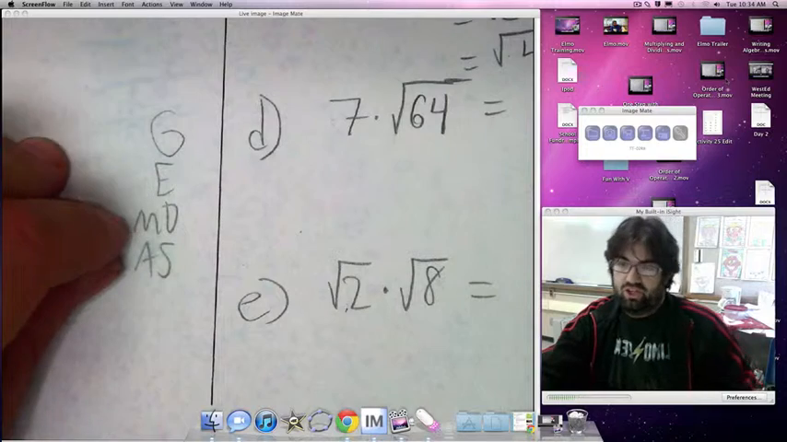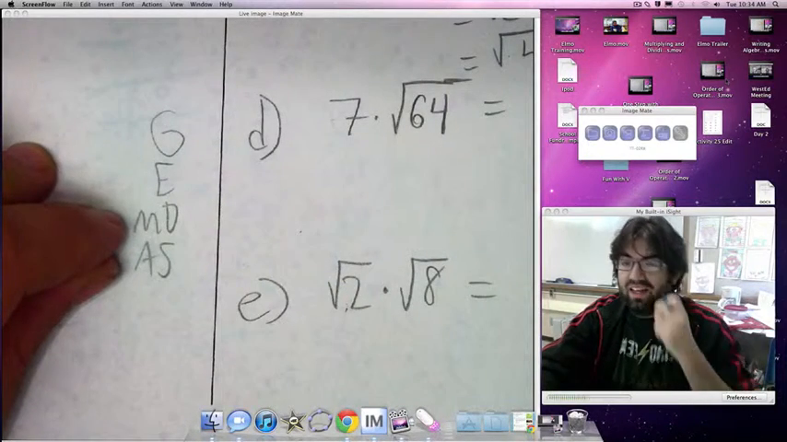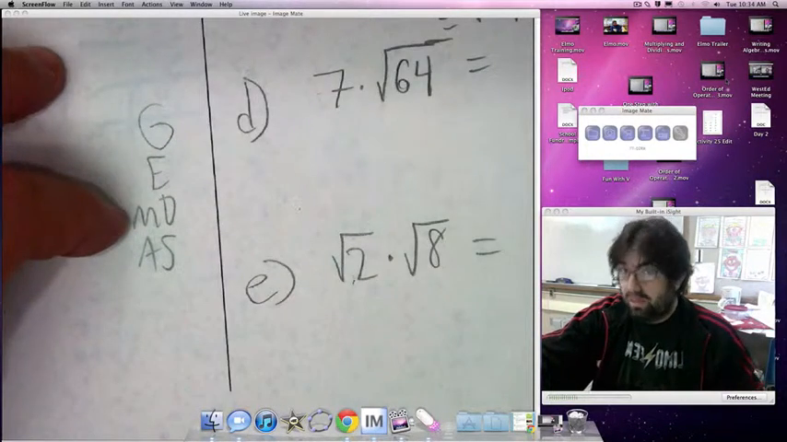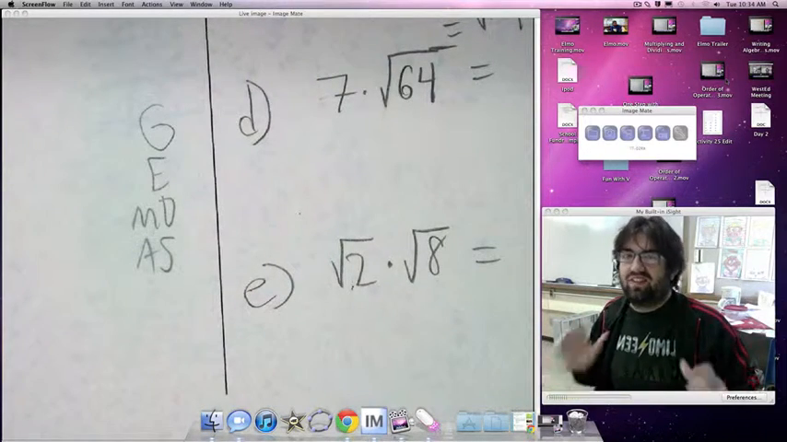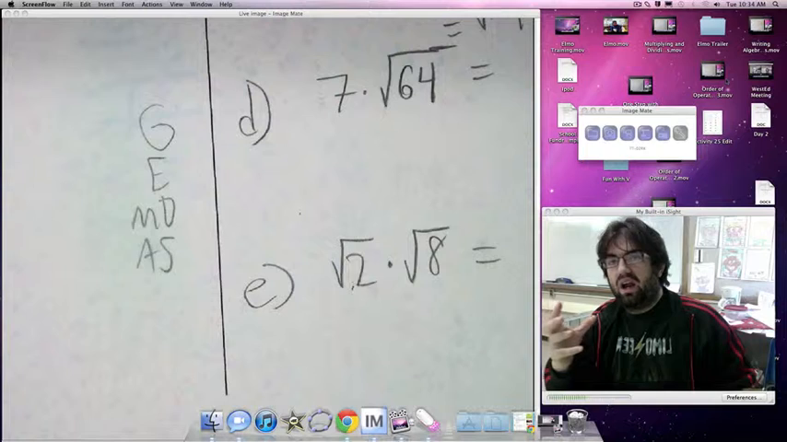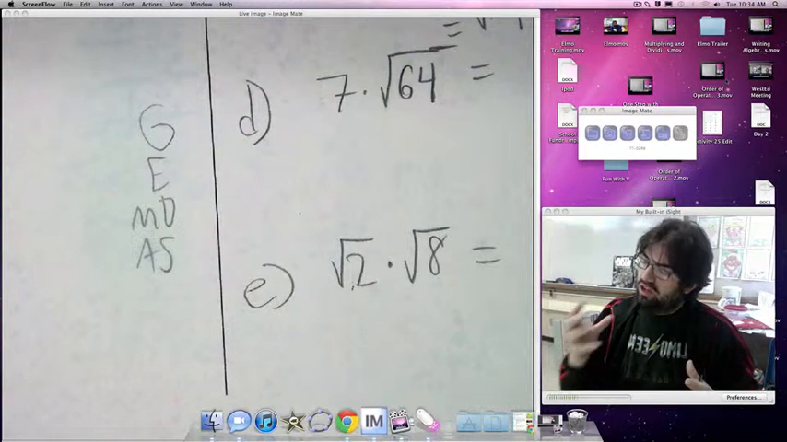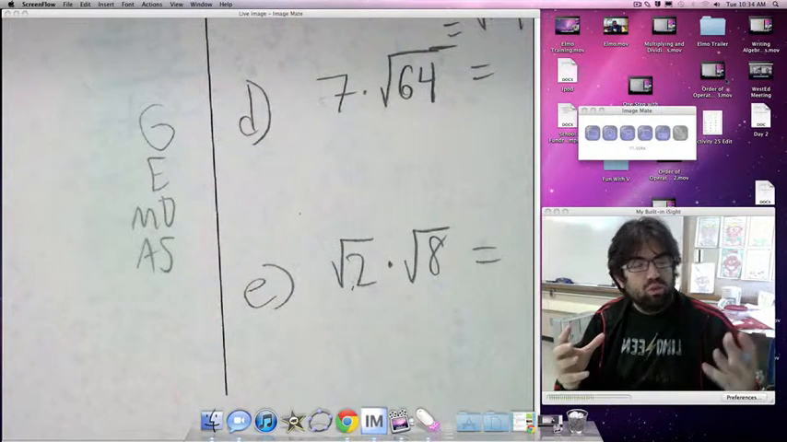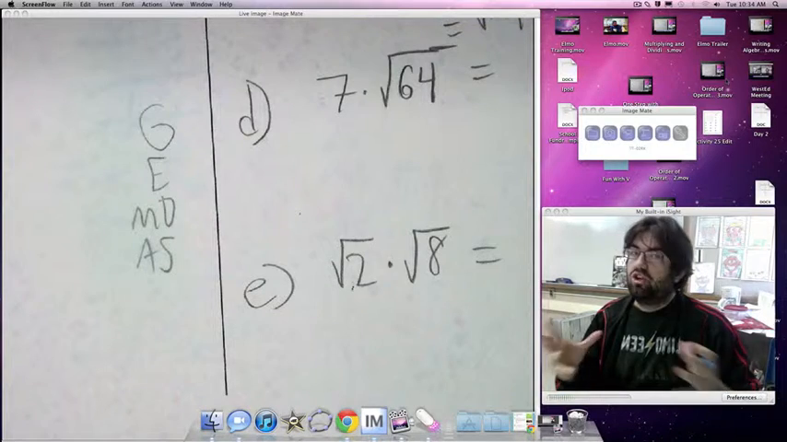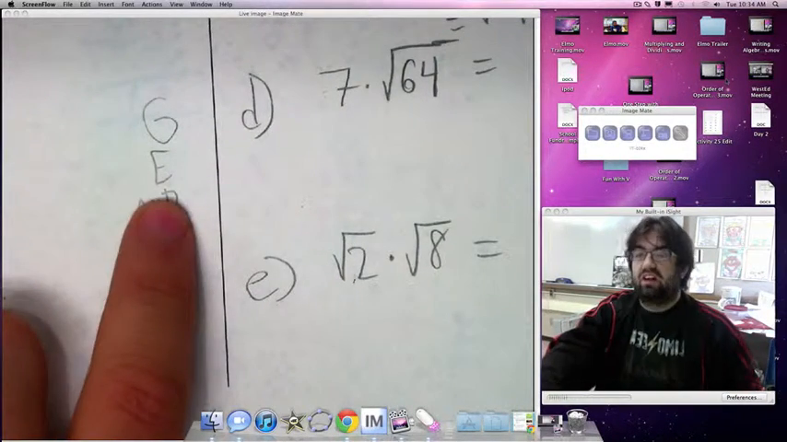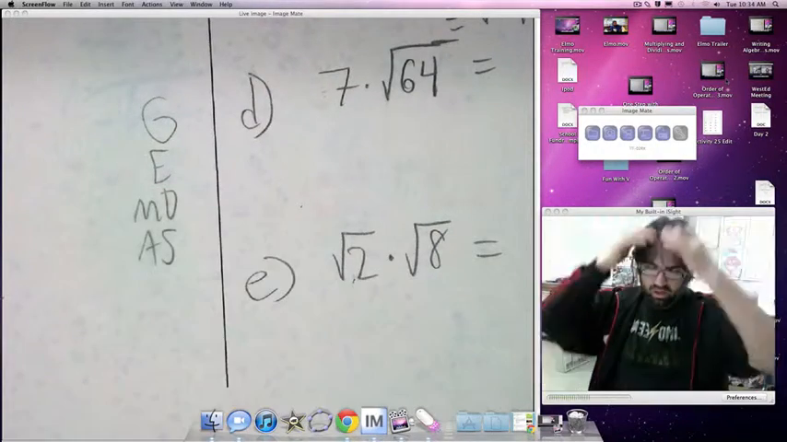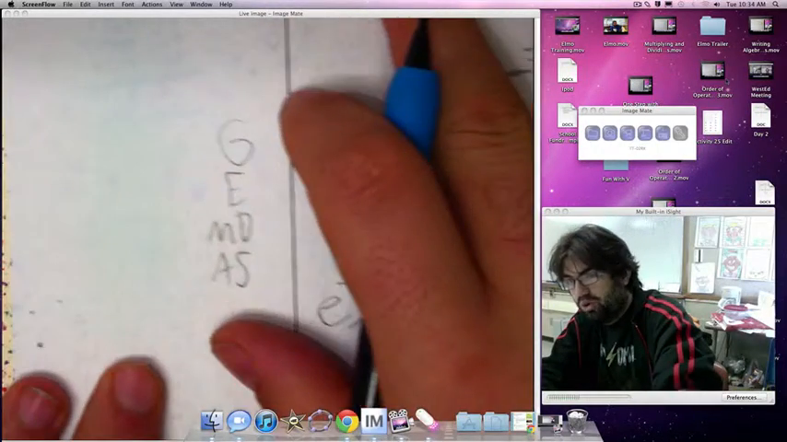These are inverses of each other. Multiplying and dividing are inverses, and they happen at the same time. Adding and subtracting, they're inverses, they happen at the same time. Square and square root. Well, square is an exponent, and the square root is its inverse. So they should happen at the same time. So you do square roots with the exponents. A little bit of a foreshadow.